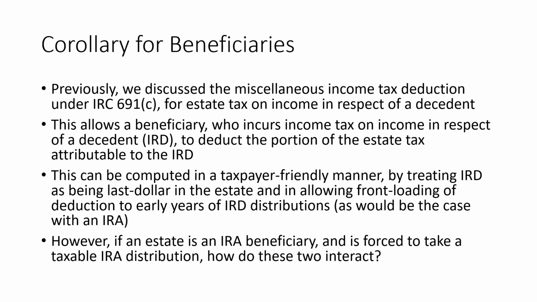Now, that deduction can be computed in a taxpayer-friendly manner, as we walked through in that previous episode, in that you can treat the income in respect of a decedent as being last dollar in the estate, so it gets the maximum benefit of that 40% deduction, and the beneficiary could even front load that deduction to the early years of distributions that are treated as income in respect of a decedent. That might be the case, for example, with an IRA.